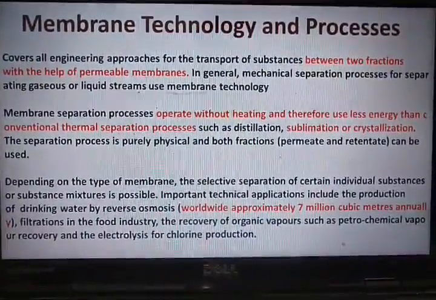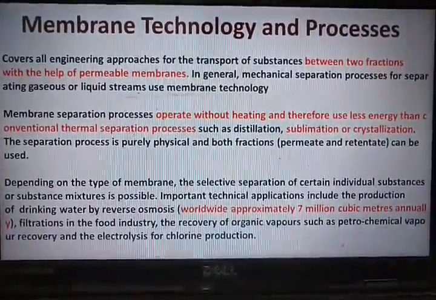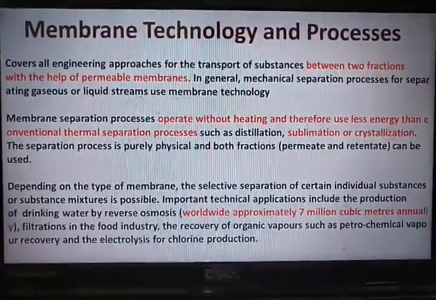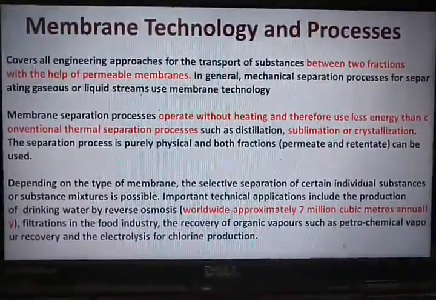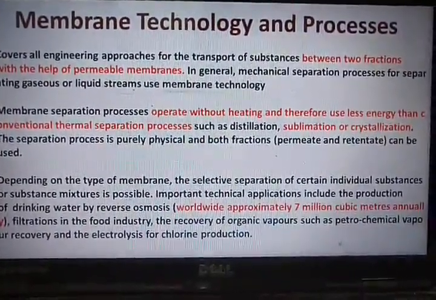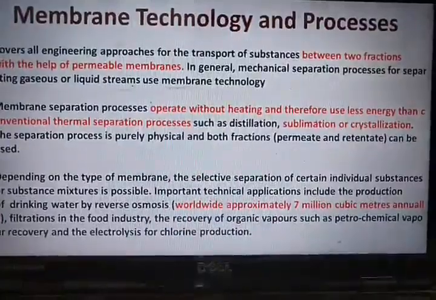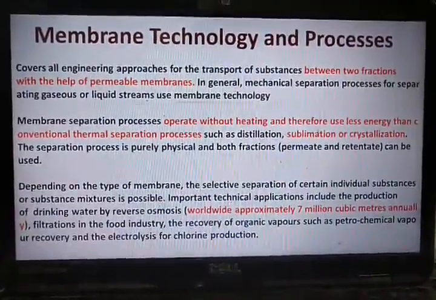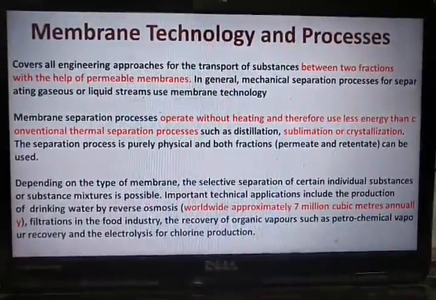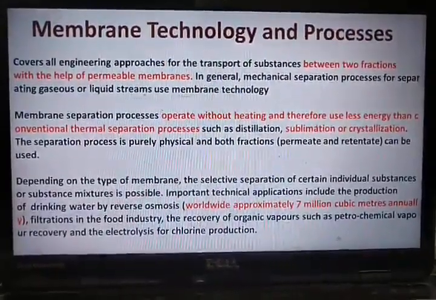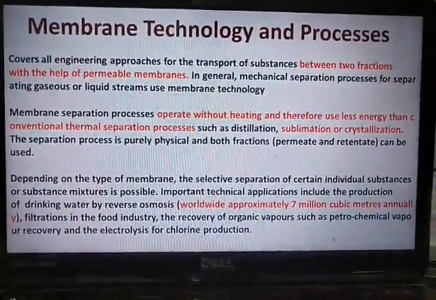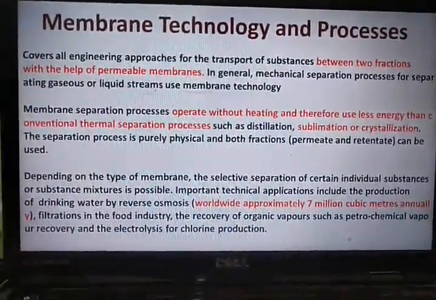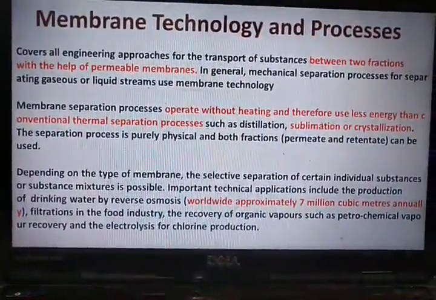Whereas membrane technology targets mostly the removal of harmful viruses, bacteria, and protozoans which are responsible for most of the waterborne diseases. Membrane processes cover the engineering approach for the transport of substances between two fractions with the help of a membrane in between. Okay, there are various types of membrane processes used for different applications.